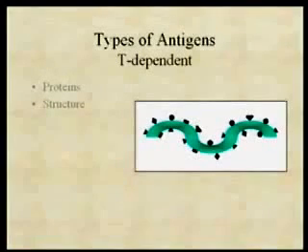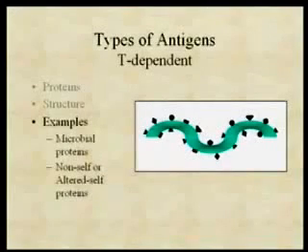And as far as structurally, they're different from the T-independent antigens in that these antigens have a lot of different kinds of epitopes, but a relatively few number of each kind. So you see here this circle. It's repeated a couple times here, but you have a lot of different kinds of epitopes, but not too many copies of each one. And that's what characterizes these antigens structurally.